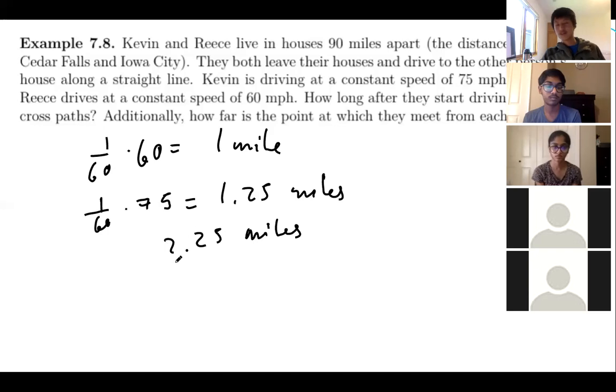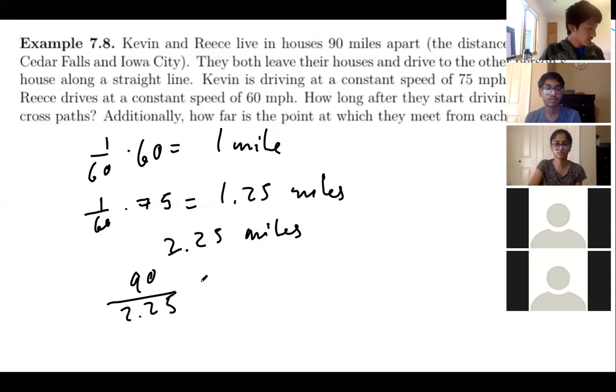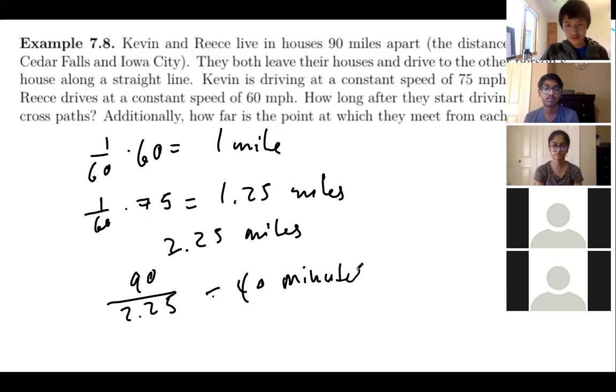When the gap becomes 0, that means we've kept on moving together in 2.25 increments until we've covered the whole 90-mile distance. So that will happen when we do 90 over 2.25, and that is equal to 40. So it takes 40 minutes for the gap between us to become 0.